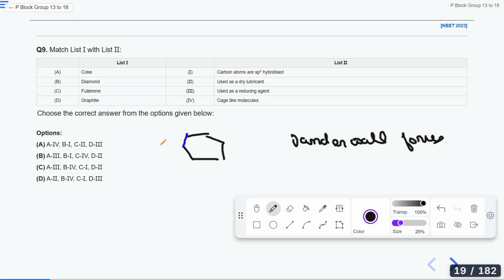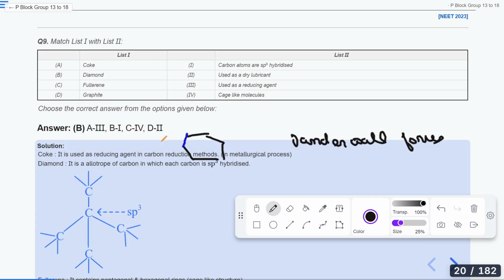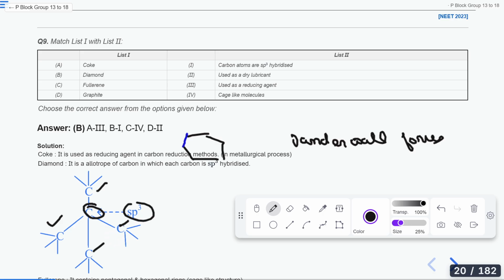What about the structures? The fullerene, you know it very well. It has a dome shaped, cage like structure. Similarly, if I consider the structure of carbon, where one carbon is attached to another carbon, and every carbon has four carbons attached to it, and the hybridization of each carbon is sp3. So this is correct, carbon atoms are sp3 hybridized, meaning each carbon is attached to four other carbons.